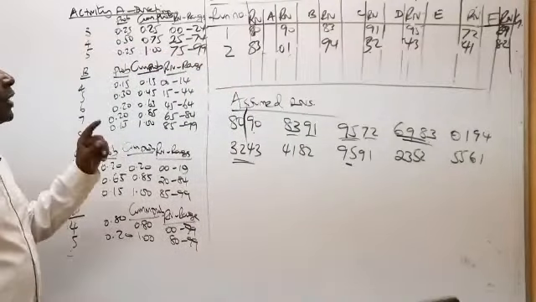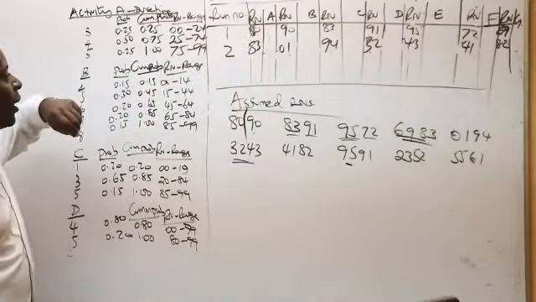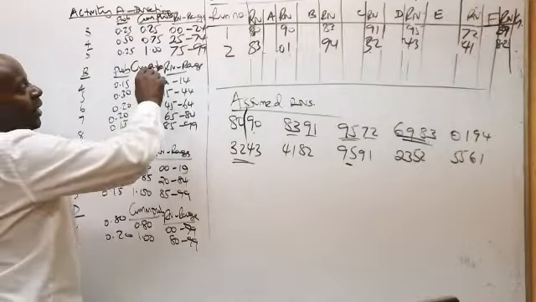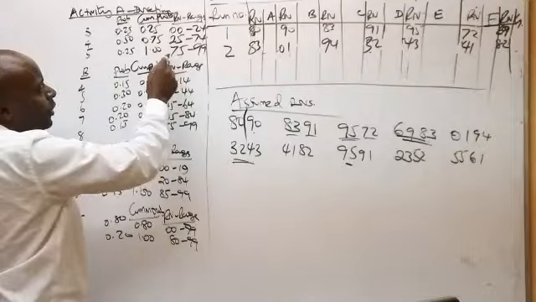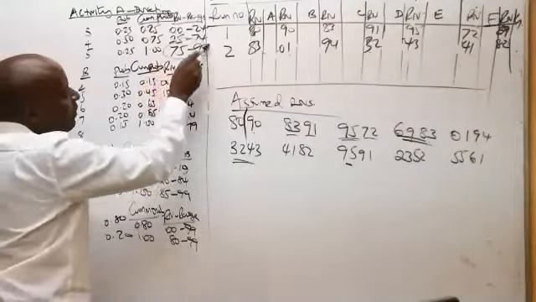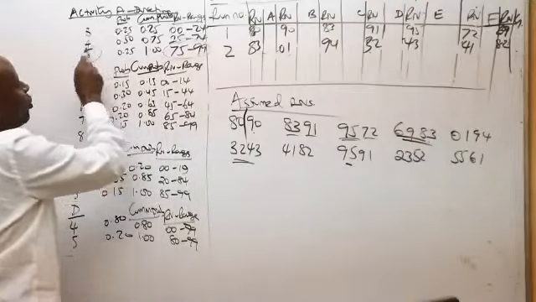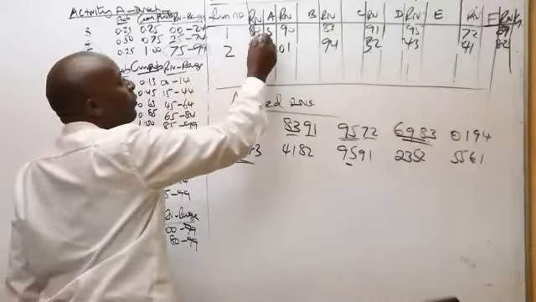Now do me a favor, ladies and gentlemen. Random number 80 corresponds to what duration of A? Random number 80 falls here, in between here. It corresponds to 5 days. So 80 corresponds to 5 days for A.